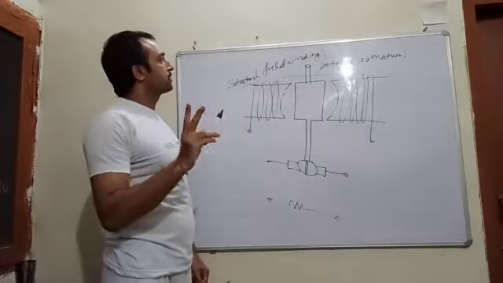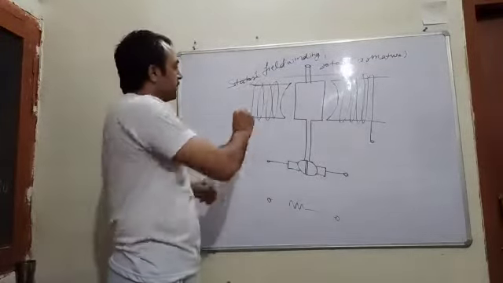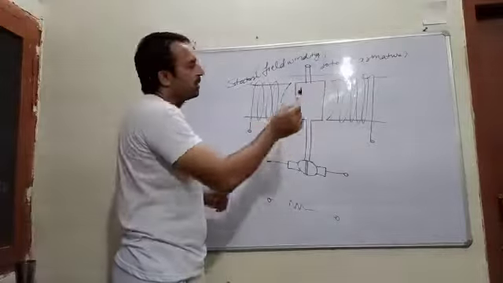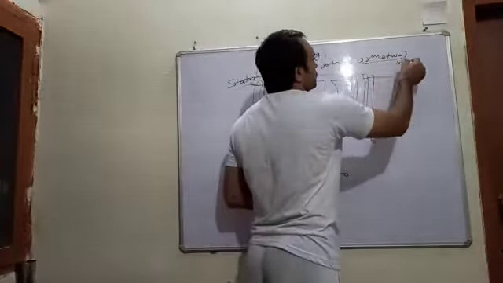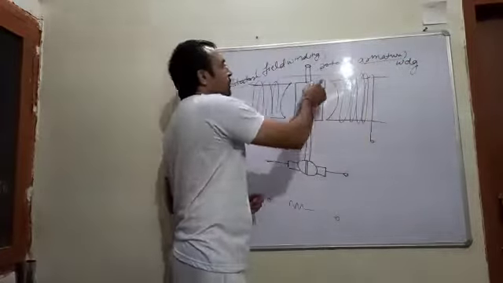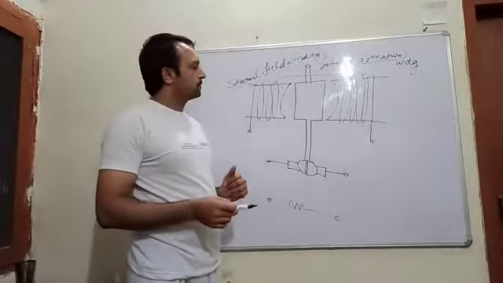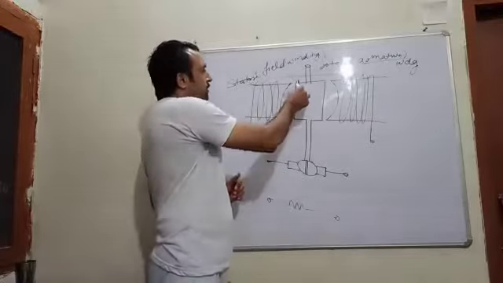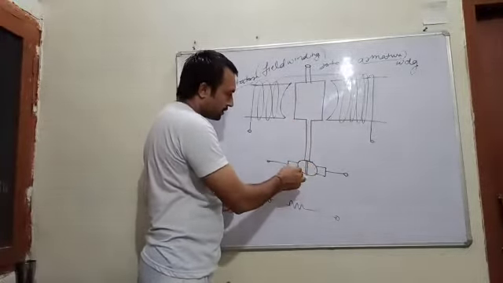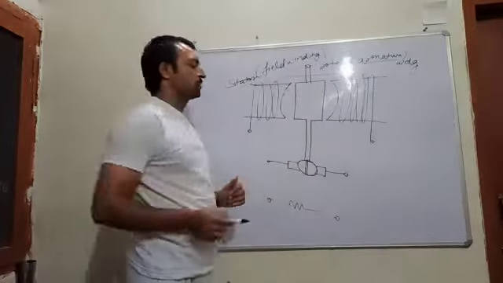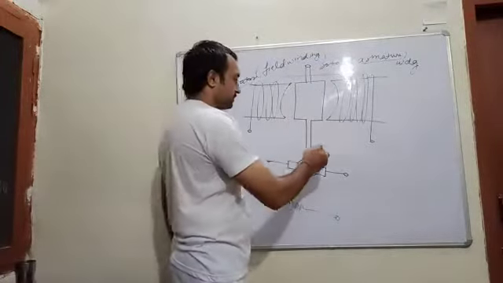So now we are having two types of winding. First one is field winding, which is wound on the stator portion, and second one is armature winding, which is wound on the rotor portion, moving portion. Okay, this armature winding is connected to this split ring.